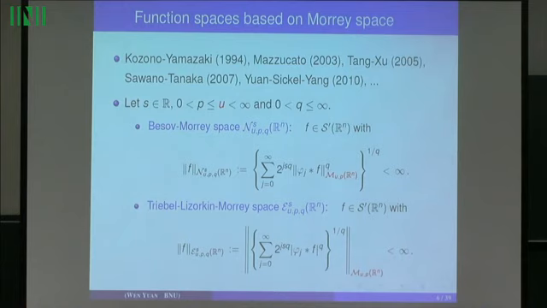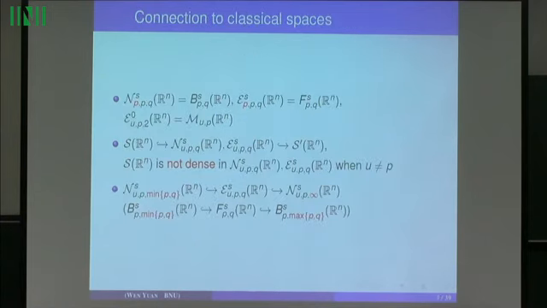The definition is not complicated, but these two spaces have some very different behaviors compared with the classical Besov and Triebel-Lizorkin spaces. Maybe one main difference is this one. If u is not equal to p, these two spaces do not go back to the classical Besov and Triebel-Lizorkin spaces. Then we know that the Schwartz functions are not dense in these function spaces, which means that many density arguments fail for these spaces.